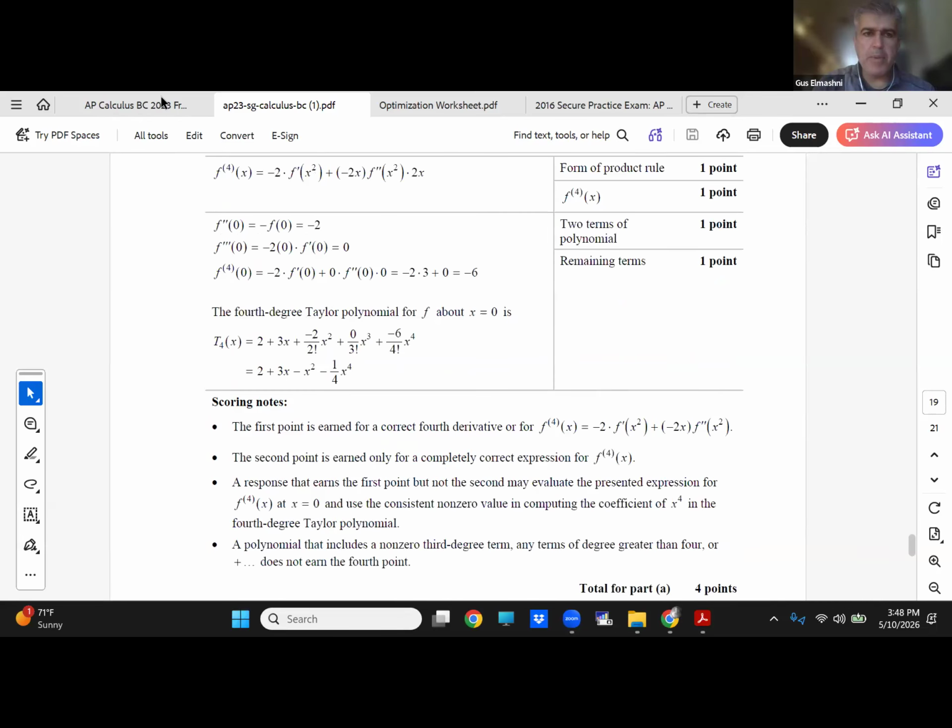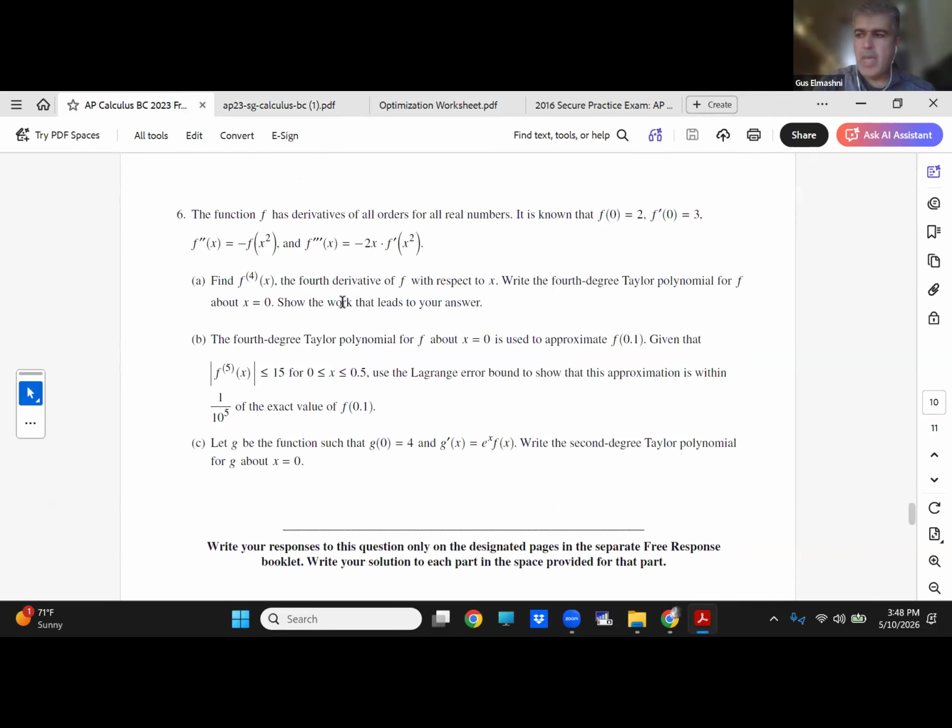We could wrap it up. Let's do part B and part C. Okay, for part B, we want the Lagrange error bound, and show that it is within 1 over 10 to the 5th power of the exact value of f of 0.1.